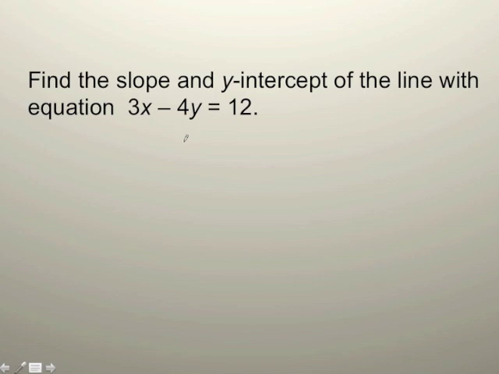Find the slope and y-intercept of this line. Well, this is in standard form. Let's get it in slope-intercept form. So we want y equals. So -4y equals -3x plus 12. Divide by -4, y equals 3/4 x minus 3. And so the slope is 3/4, and the y-intercept, b, so that would be the point (0, -3). Give the y-intercept as a point.